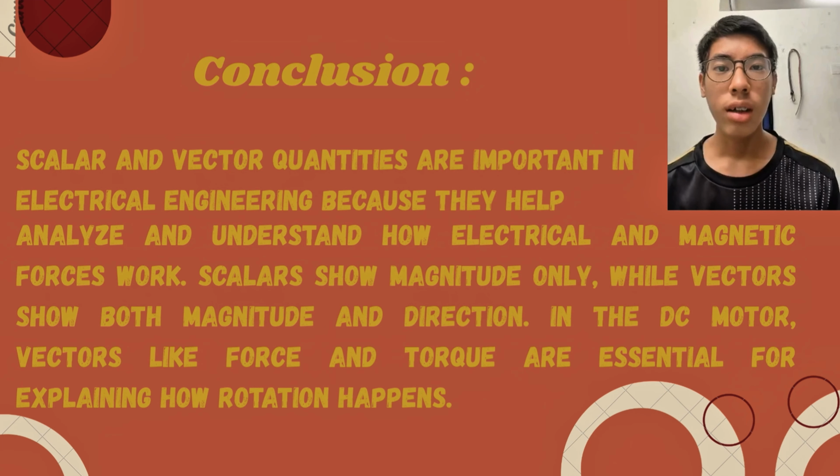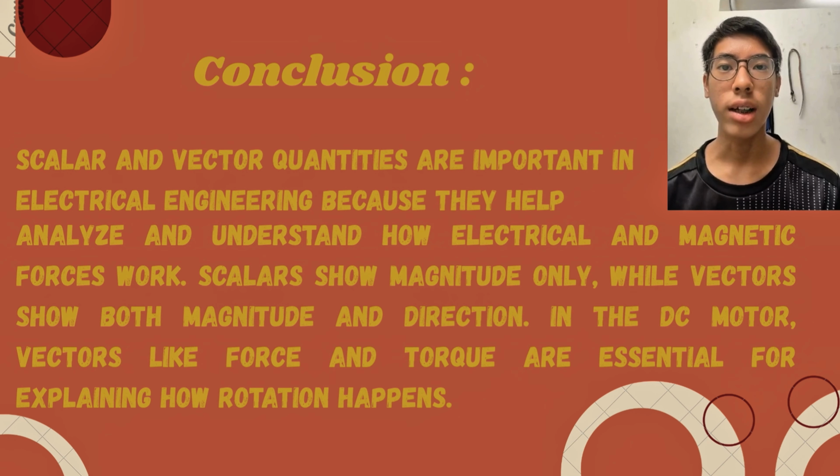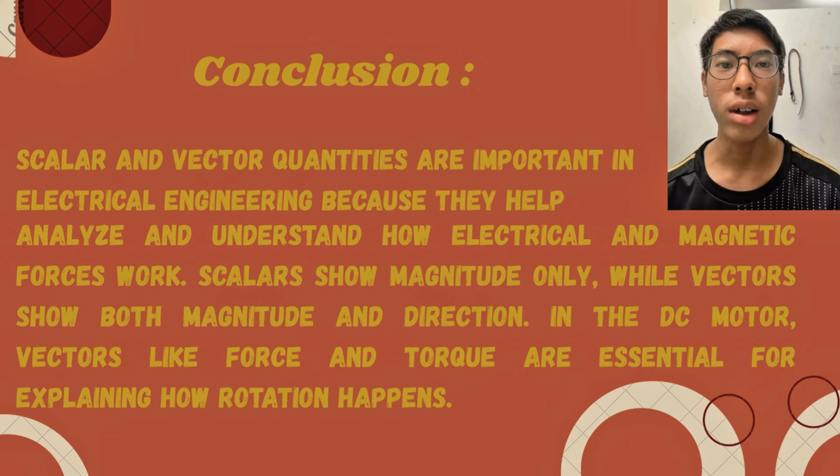Thank you. For the conclusion, scalar and vector quantities are important in electrical engineering because they help analyze and understand how electrical and magnetic force works. Scalars show magnitude only, while vectors show both magnitude and direction. In a DC motor, vectors like force and torque are essential for explaining how rotation happens.